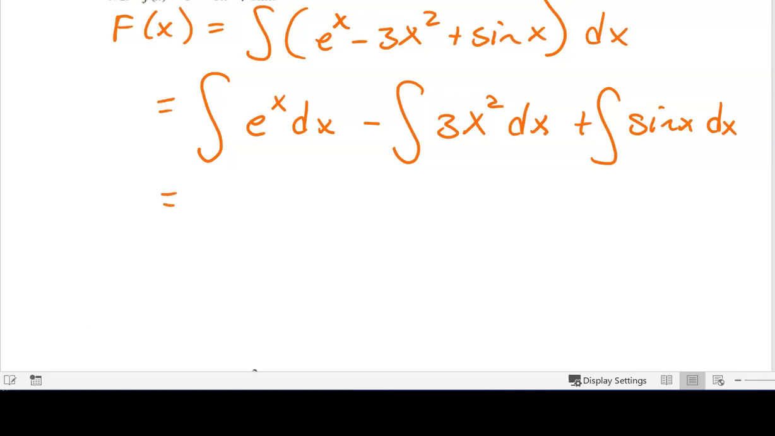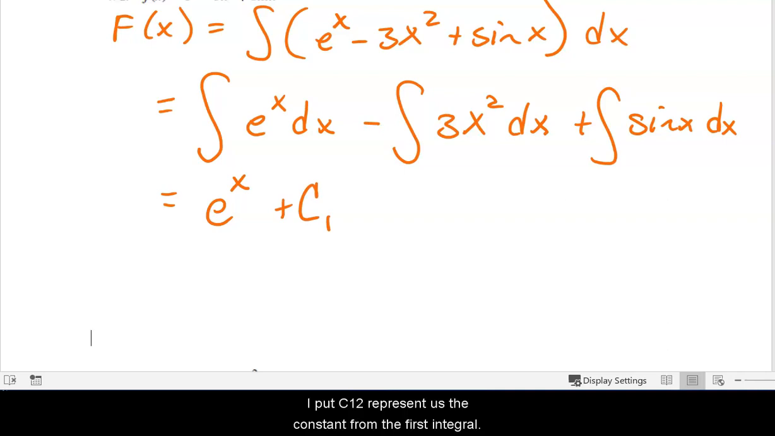All right. What is the antiderivative to e to the x? Well, the antiderivative of e to the x is the same as the derivative of e to the x, which is just e to the x. Technically, this would give me also a plus constant. I put C1 to represent it's the constant from the first integral.